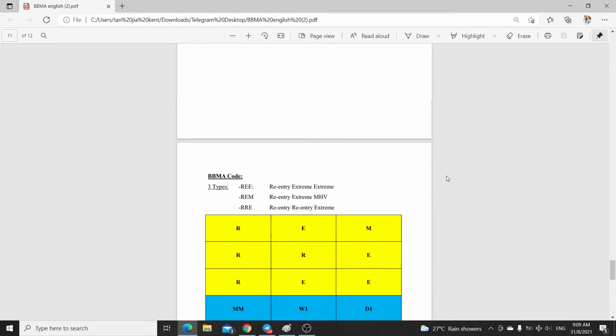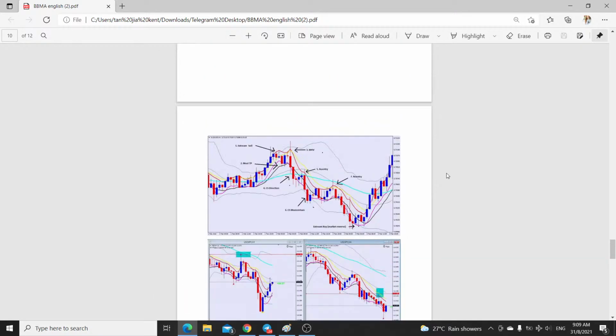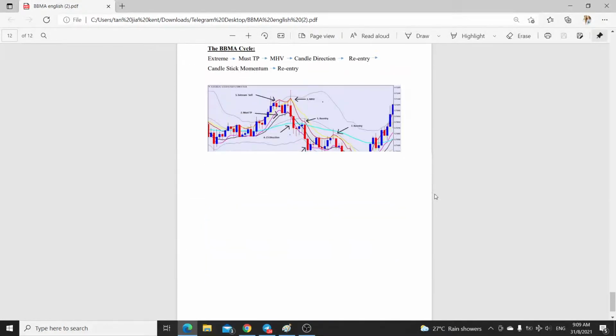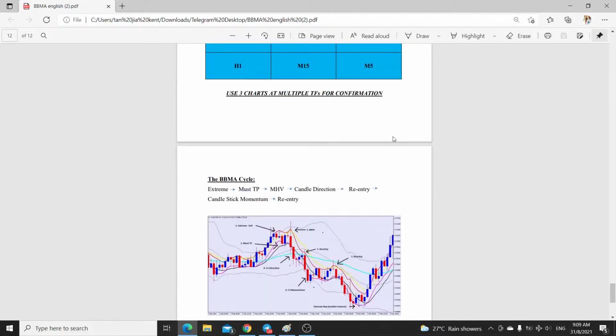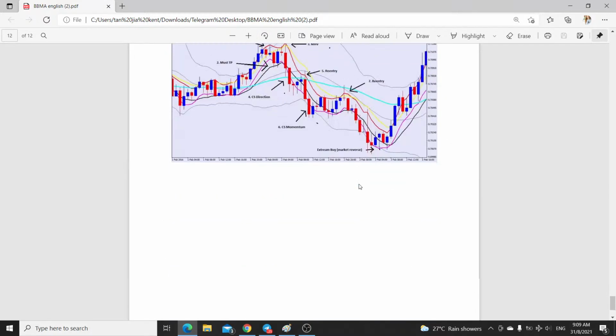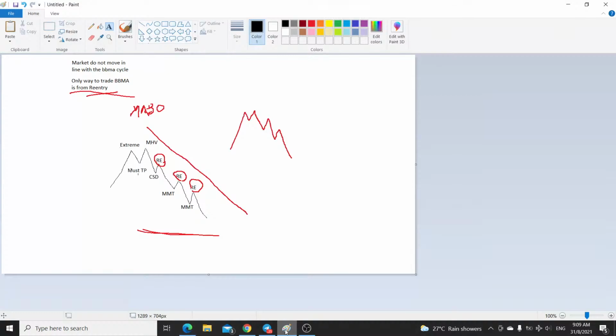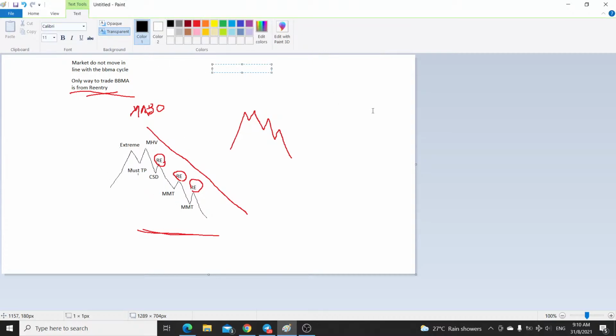So it doesn't show you how to trade it. Okay, so that's all they show you. But the most important thing is that you understand this. So how we trade it, like I told you, is candlestick direction. We can either trade candlestick direction, so what we do, we look for candlestick direction, or we look for momentum candlestick.